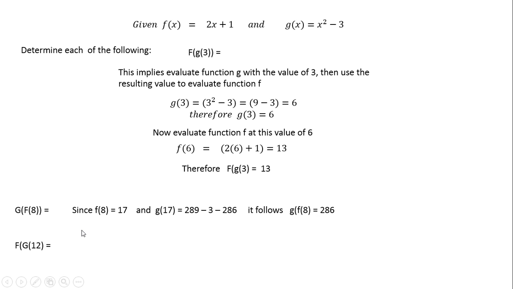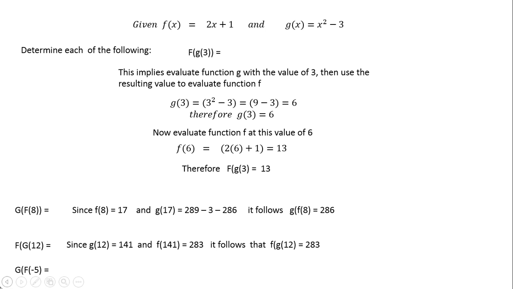f of g of 12 now. Again, g of 12 goes first. g of 12 is 12 squared, 144, less 3, 141. Then 141 is the input value into f, which is doubled and then added 1, so it's 283. So in the end result, f of g of 12 is 283.